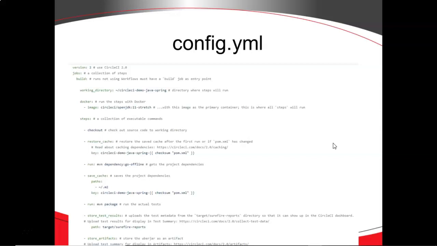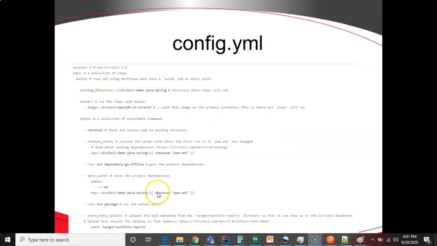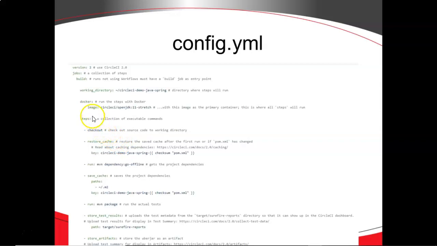So with CircleCI and with most other CI/CD pipeline tools, we can express our pipeline in a YAML document, a config YAML document. And this is an example that I used for just a plain old Java application. And what you see here is there are several steps. Check out the source code. Restore the cache if it exists, so cache a local memory of data. Okay? Grab the dependencies and save the cache if needed.